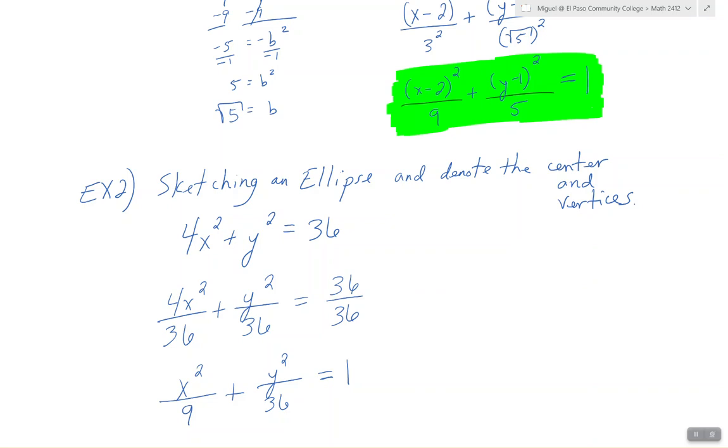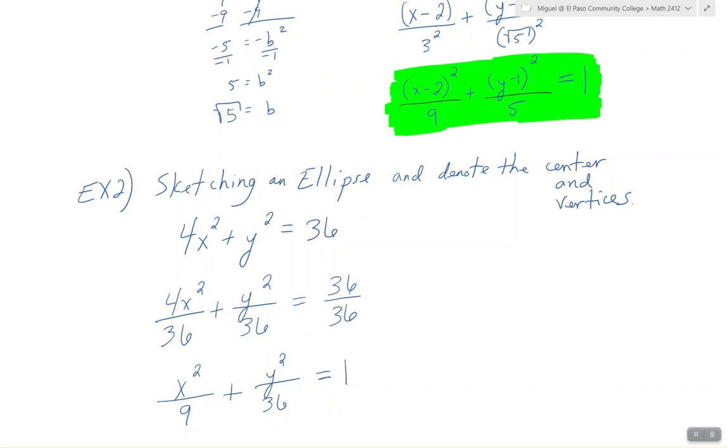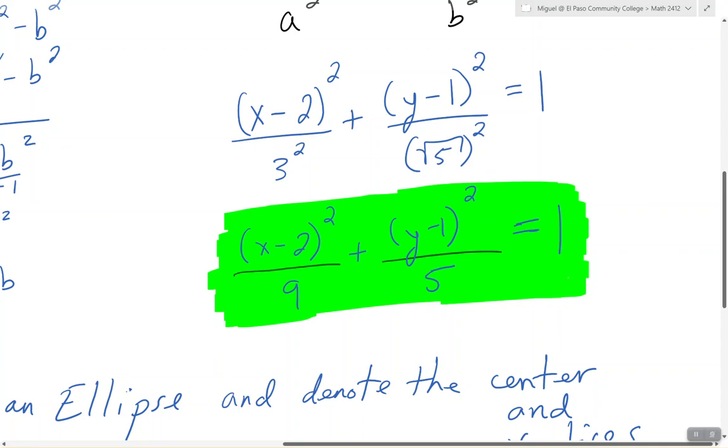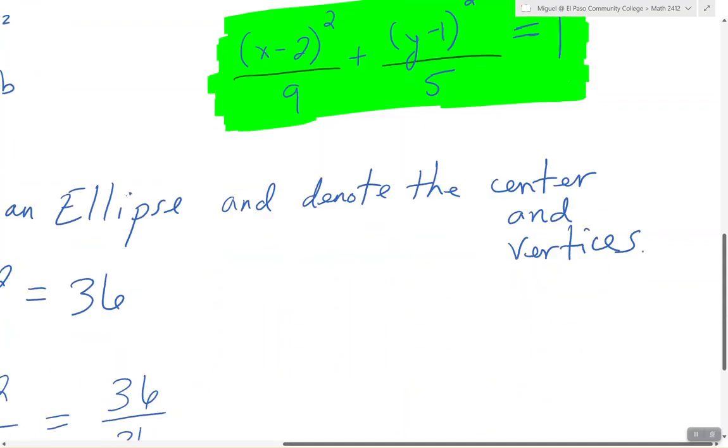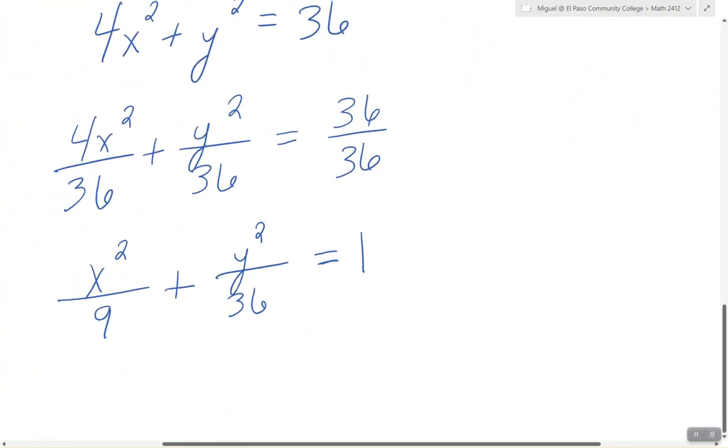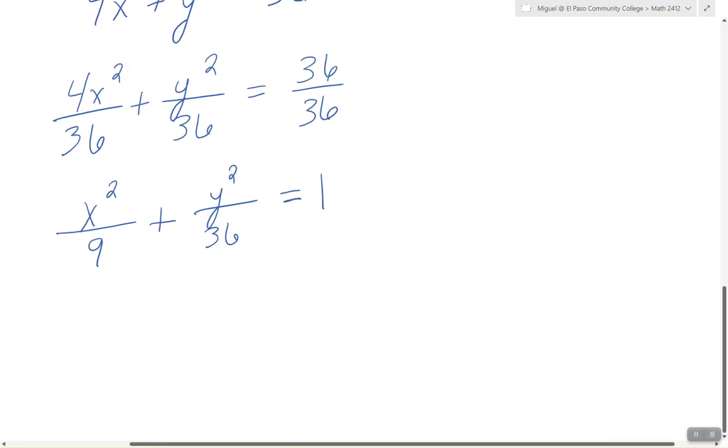But before that, let's decide, is this a horizontal ellipse or a vertical ellipse? What do we know about a horizontal ellipse? We just did one, right? What did you notice about the numbers under the x and y terms? When it's horizontal, the larger number is under the x. That makes sense? When it's a vertical ellipse, then the larger number will be under the y. So based on that information, this ellipse is what? Horizontal or vertical? Vertical for sure.